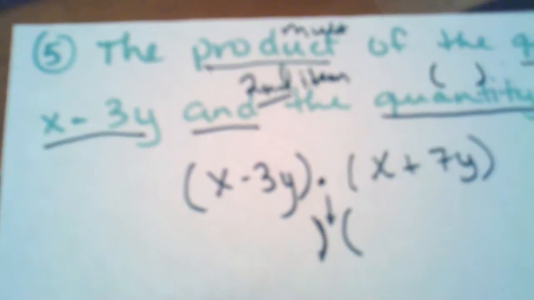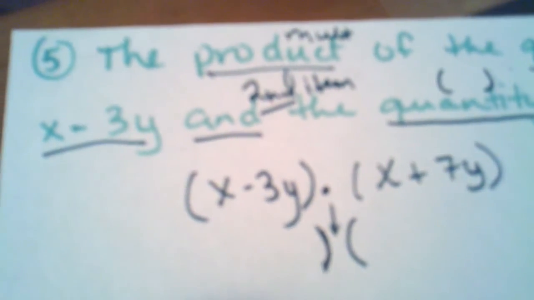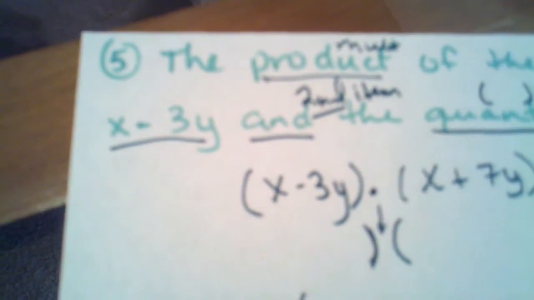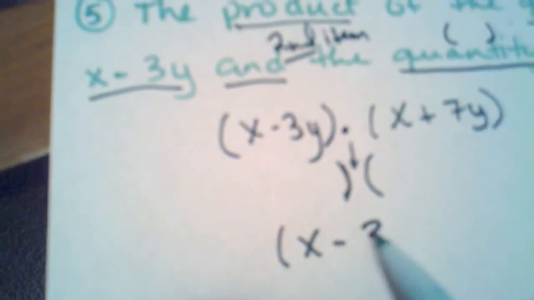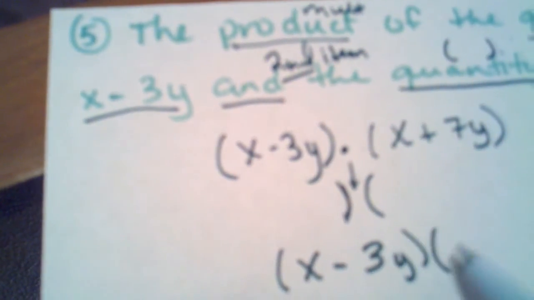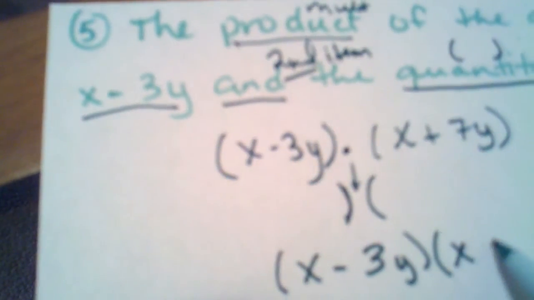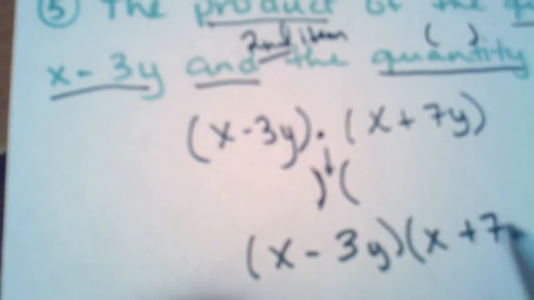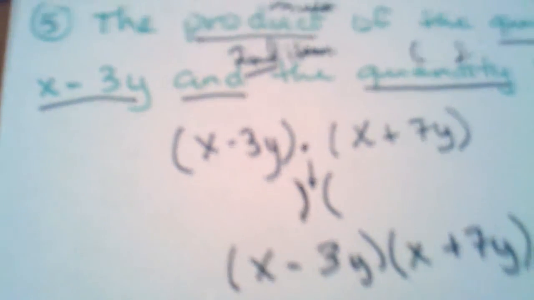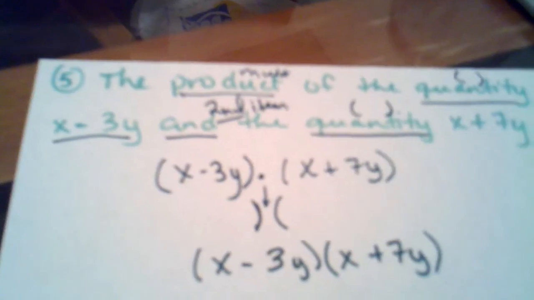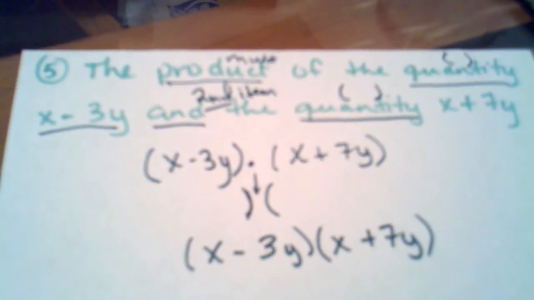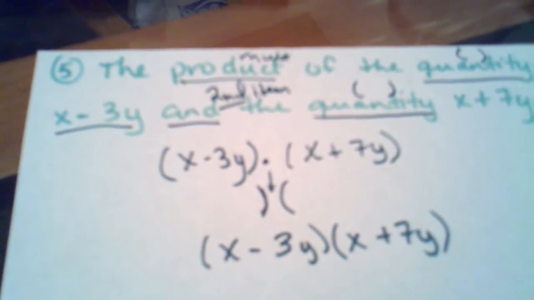X again meaning multiplication. So to rewrite this, we need to have the quantity x minus 3y times the quantity x plus 7y. So that would be the final product, or should I say the final answer for number 5.